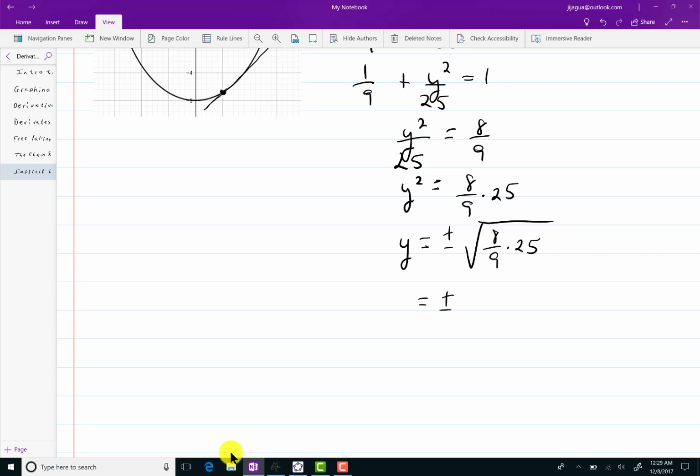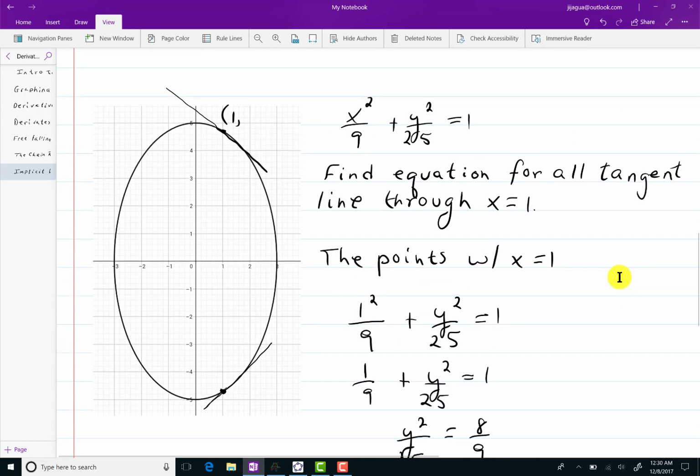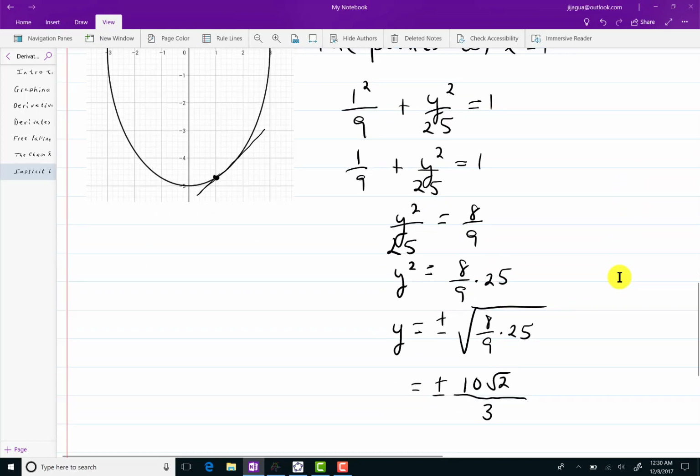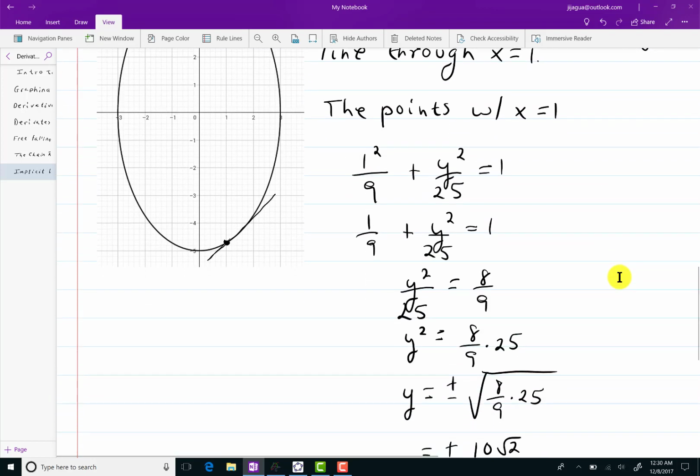So this is equal to, well, the square root of 9 is 3. That's easy enough. The square root of 25 is 5. So I'll have a 5, and the square root of 8 is 2 radical 2. 5 times 2 radical 2 is 10 radical 2. So let's put those on the graph. So my point, I'll have 1, that was 10 radical 2 over 3. And then the other one is 1 comma negative 10 radical 2 over 3.